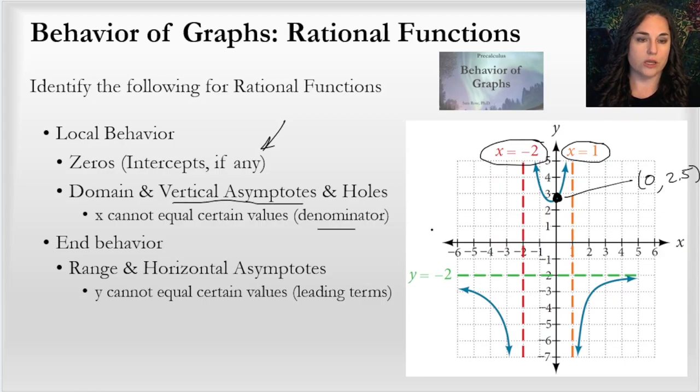Vertical asymptotes. The end behavior as we go to the different ends in the domain for our function, that's going to be determined, that's our range, and y cannot equal certain values.